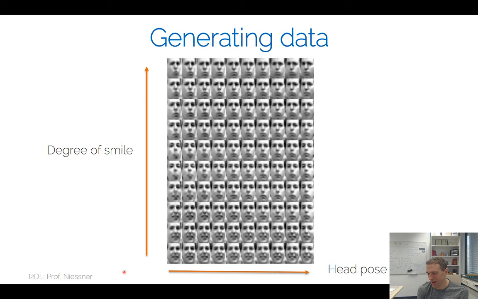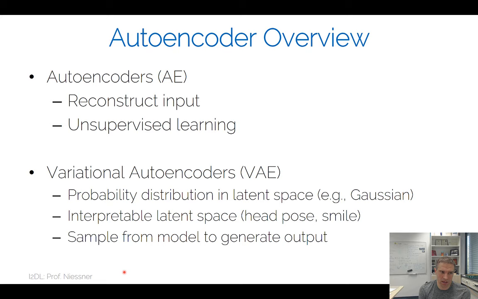Okay. Let's summarize quickly what we have done here on the generative models. We've talked about autoencoders. Autoencoders reconstruct the input. They can be used for representation learning, and they're a basic generative model, but it doesn't really work that well. The variational autoencoders extend that, and they use a probability distribution in the latent space, in this case a Gaussian. You can use it to correlate this with certain interpretable attributes like head pose, smile, and so on. And then at test time, you can generate some outputs by simply sampling from that space. And that's that.